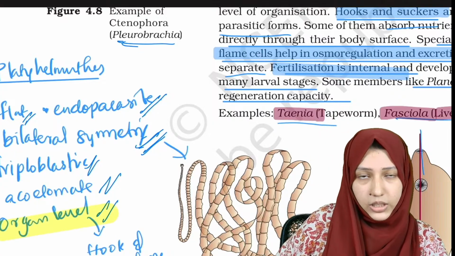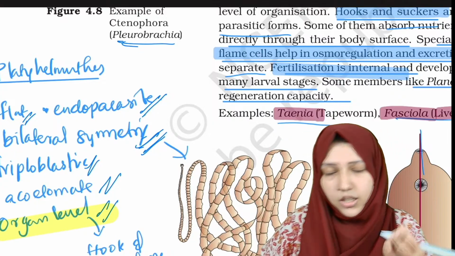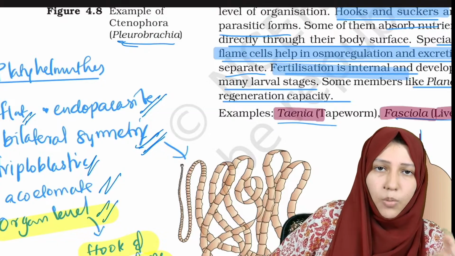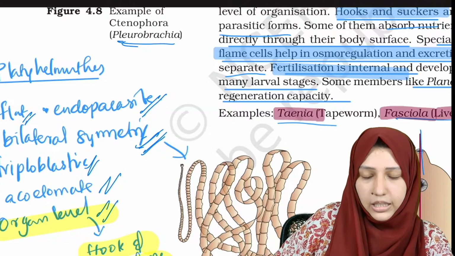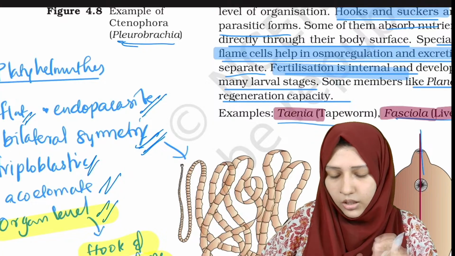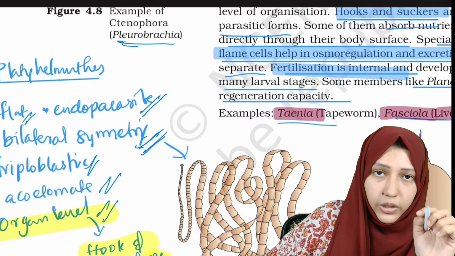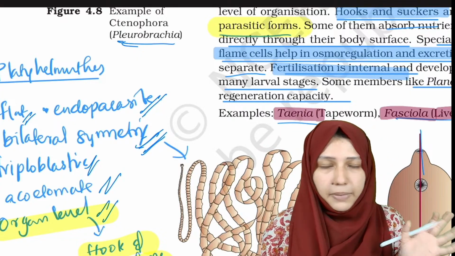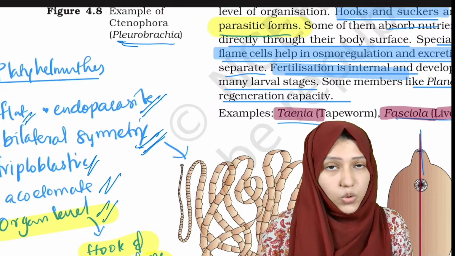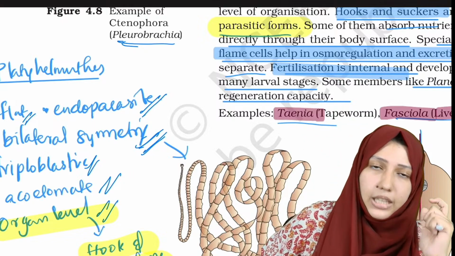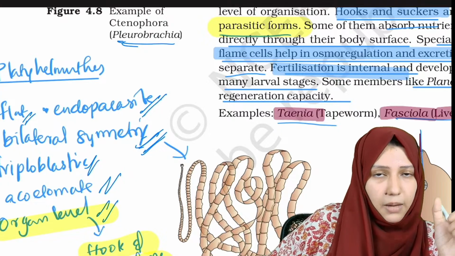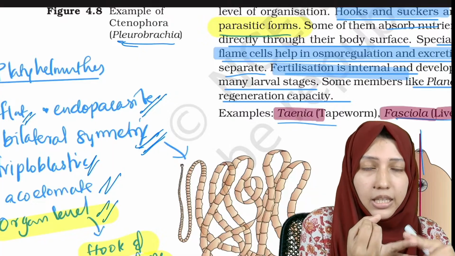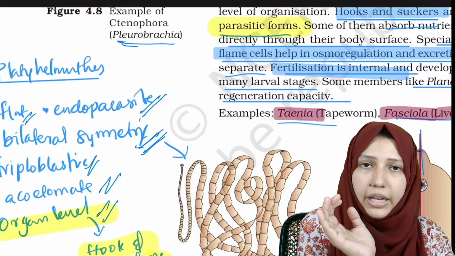And what are their organs? Their organs are hooks and suckers. What are hooks and suckers? Hooks and suckers are the organs that they use for absorbing the food. Hooks and suckers are found in the parasitic forms of Platyhelminthes, which help them to absorb their nutrition. But some of the Platyhelminthes absorb their nutrition by the direct body surface. Some of them absorb through hooks and suckers, but many of the others absorb through the direct body surface.